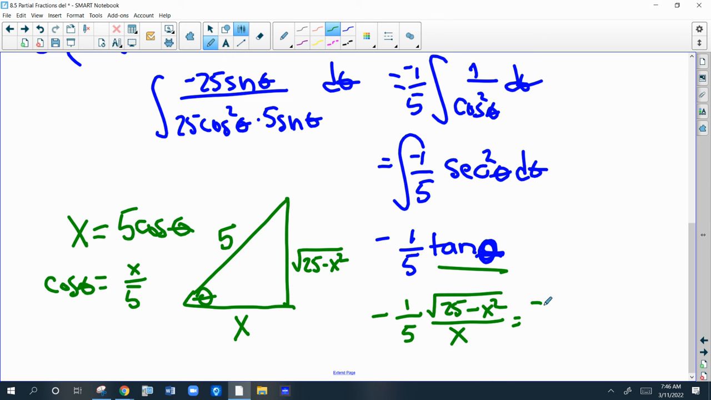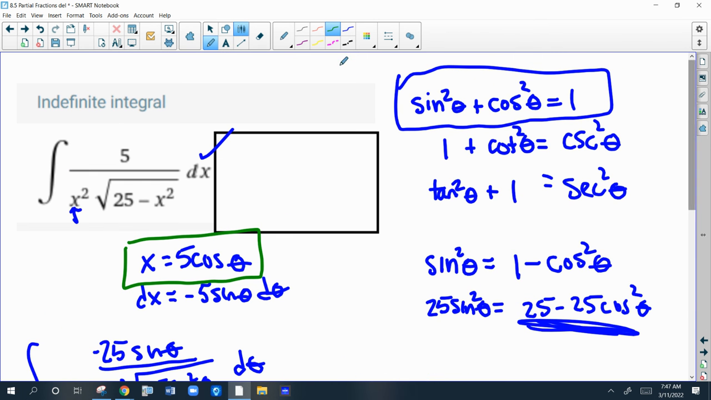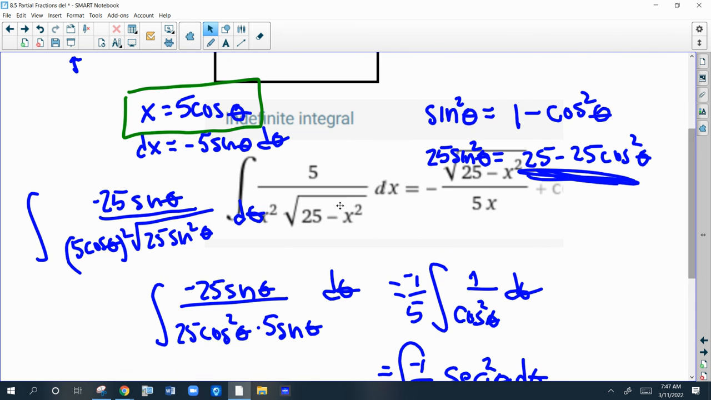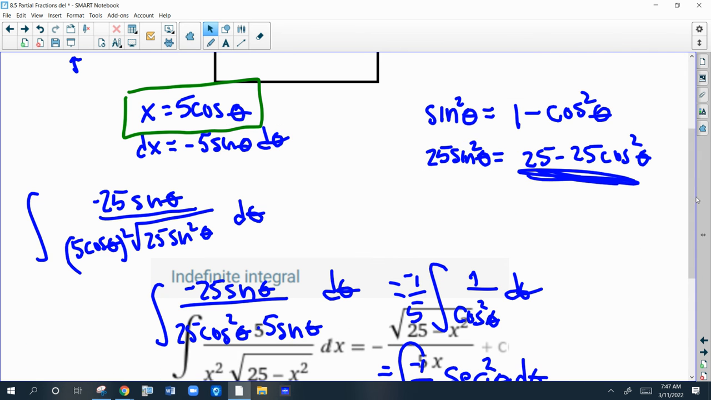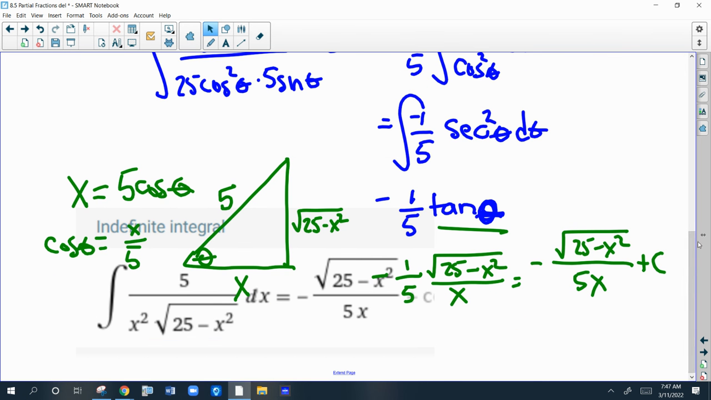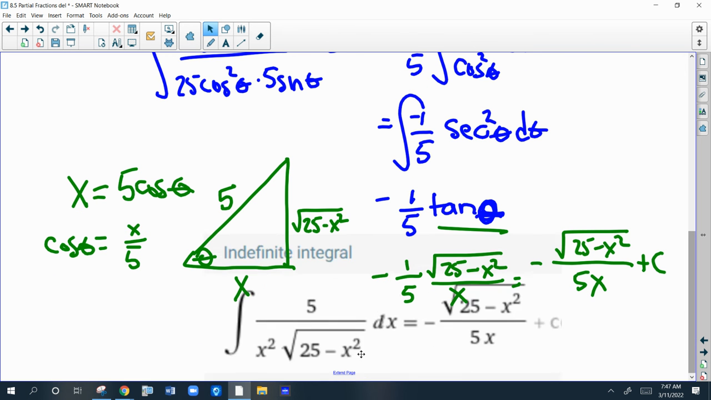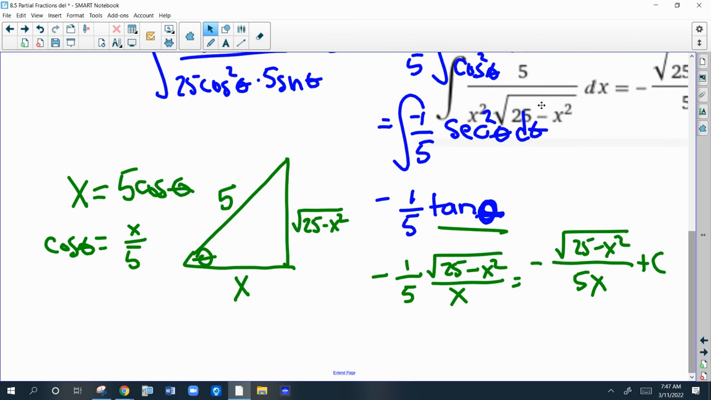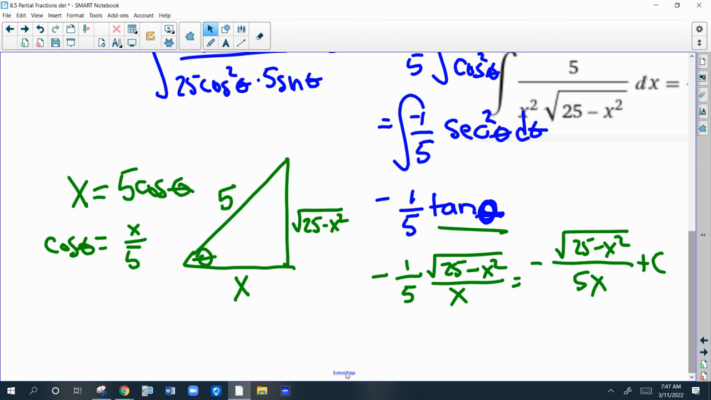I think we're all simplified. Maybe I'll just go negative root 25 minus x squared over 5x. I'm pretty satisfied with that. That wasn't too bad. It's just a new technique. I'm sure some of you will disagree with me as far as the level of difficulty, but there you go. Let's check it with Wolfram Alpha, and it looks excellent. So it worked. See you next time.